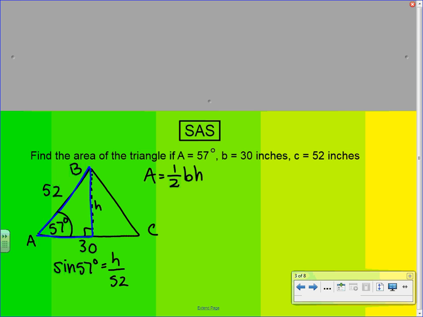And then I'm going to go ahead and solve for h. And that just means multiplying by 52 on each side. Sine 57 times 52, and I'm going to get 43.6.